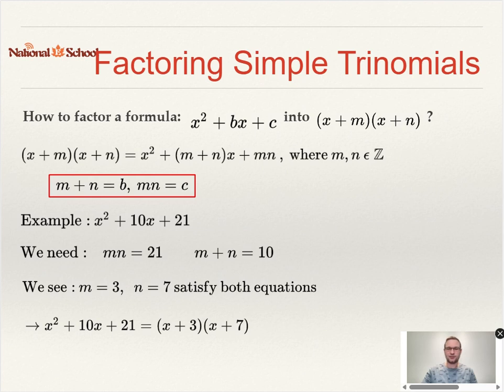So then we can just go straight into rewriting our trinomial. So x squared plus 10x plus 21 can be rewritten as the product of x plus 3 multiplied with x plus 7. So pretty simple here. That's why they're called simple trinomials. And now let's move on and look at complex trinomials.